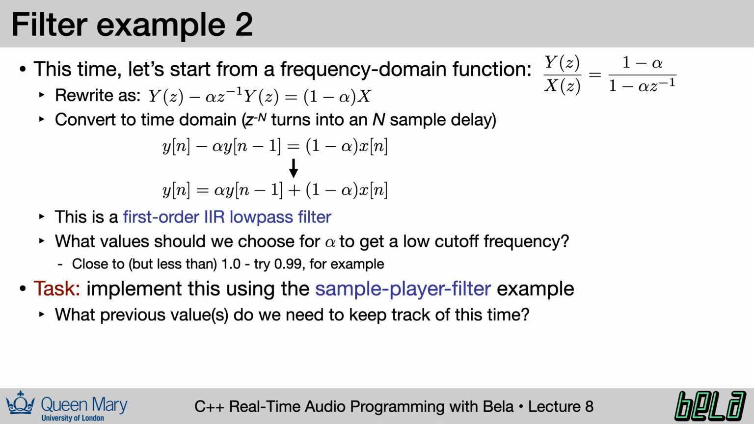In the same project that you just worked with, implement this filter instead. You'll need to keep track of a slightly different bit of previous information as compared to before. See if you can work that out. Because this is a low-pass filter, when it's working you should hear the bass components of the drum loop, but not the high-frequency parts.